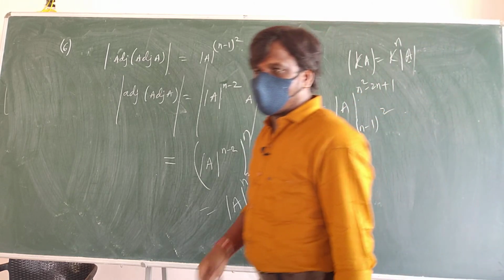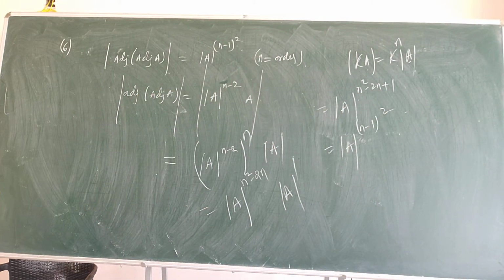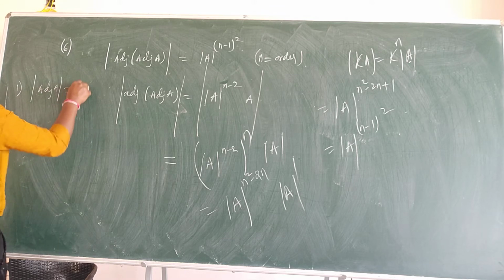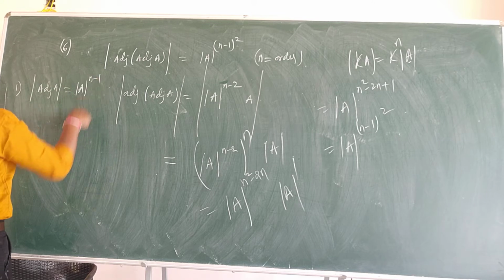Listen here, simple thing. What did you understand? Tell me now, you speak to me first of all. What is the determinant of adjoint A? I explained already. Tell me, what is the determinant of adjoint A? Determinant of A raised to the power n minus 1.